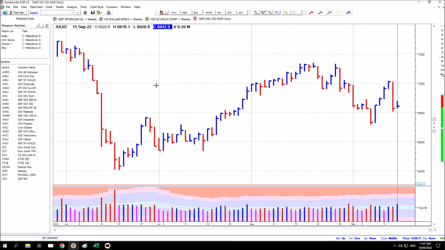This is the XJO, the S&P ASX 200. Now, on this chart, generally when you get a really widespread down bar, you mark its lows. But we had a subsequent down bar. It wasn't as widespread, but the volume was higher. So there's a little bit of a dilemma here. If you marked both, you wouldn't go too far astray.